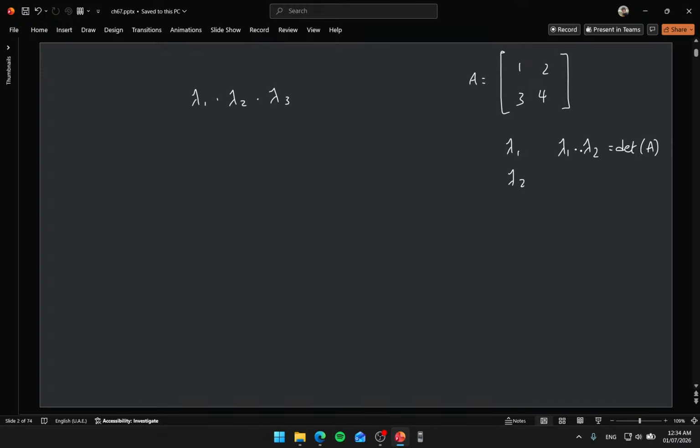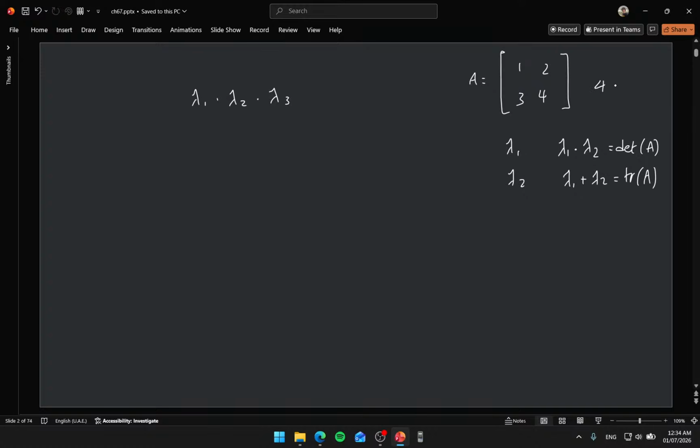It's not magic. Well, it is kind of. I don't know why, but if you multiply them, you'll get the determinant of A. If you combine them, you'll get the trace of A. I guess it's TR, the trace of A. If you combine the eigenvalues, you get the trace of A. If you multiply them, you get the determinant of A.